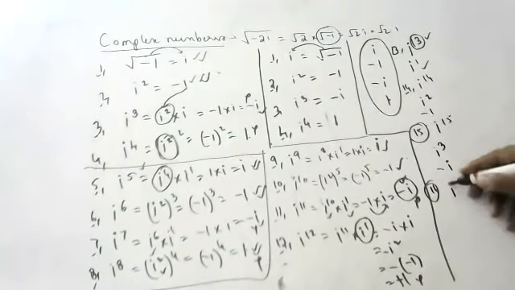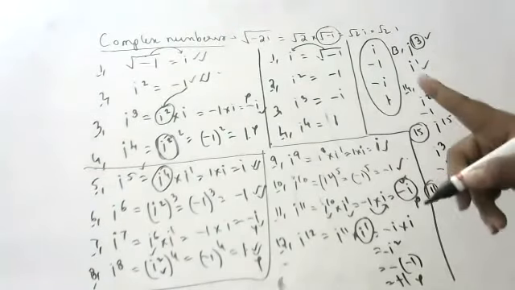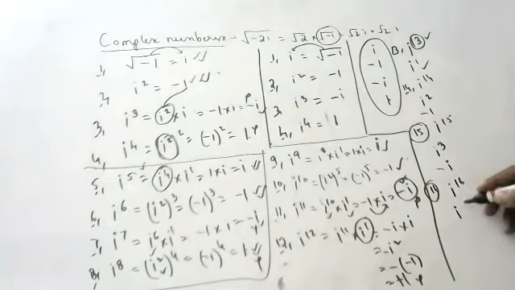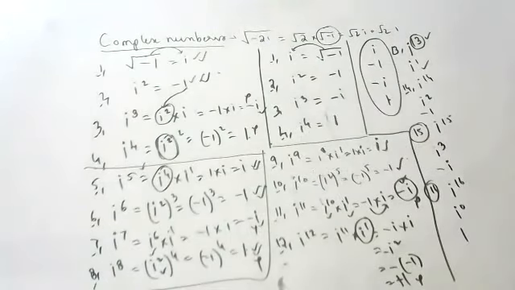And i to the power of 16. When you divide 16 with 4, what remainder will you get, children? 0. So i to the power of 0, that is, anything to the power of 0 is how much, children? 1. Okay, directly we can write bigger numbers.